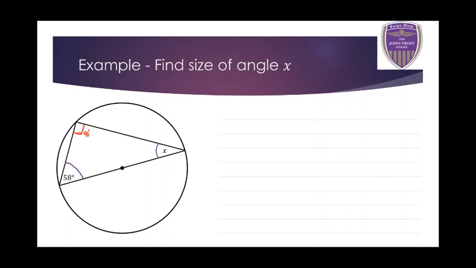So if we need to find this missing angle, do we know what the angles in a triangle add up to? Yes, they add up to 180. So all these angles should add up to 180. So let's write down, first of all, we're trying to find x. So x plus 90, which is the right angle, plus 58 is equal to 180 degrees.